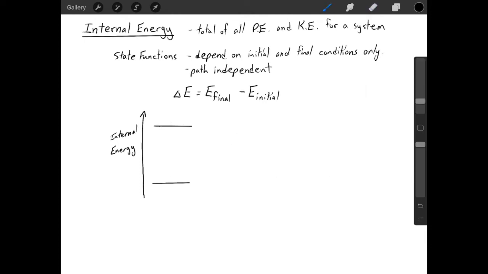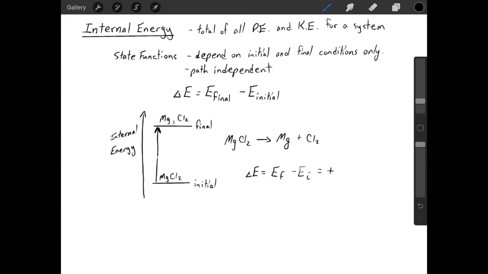We can draw a similar kind of graph for the reaction of MgCl2 decomposing to make magnesium and chlorine. This reaction won't happen on its own. Magnesium chloride is fairly stable. If you want to make it decompose, you have to put energy into it, which means that your starting material, the MgCl2, has a fairly low energy, and your final products, Mg and Cl2, must have a higher energy. And that gives you a positive value for your delta E, which again fits in with our sign conventions that say a gain in energy must be a positive value.